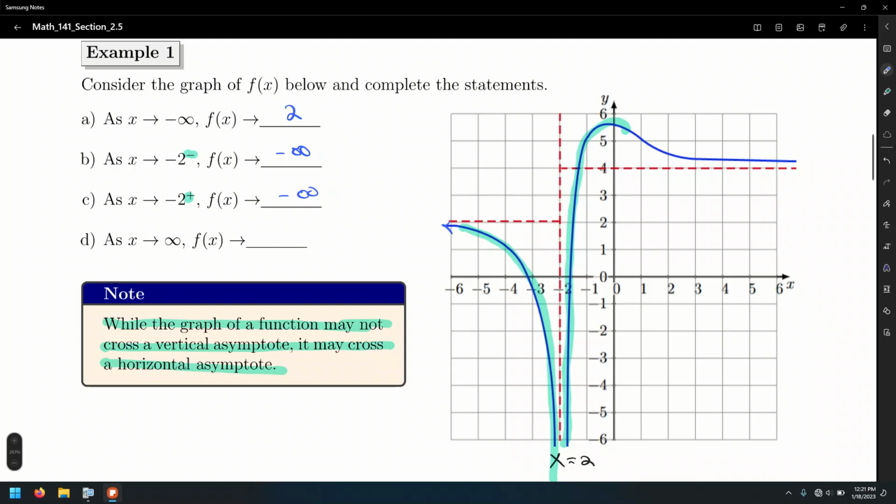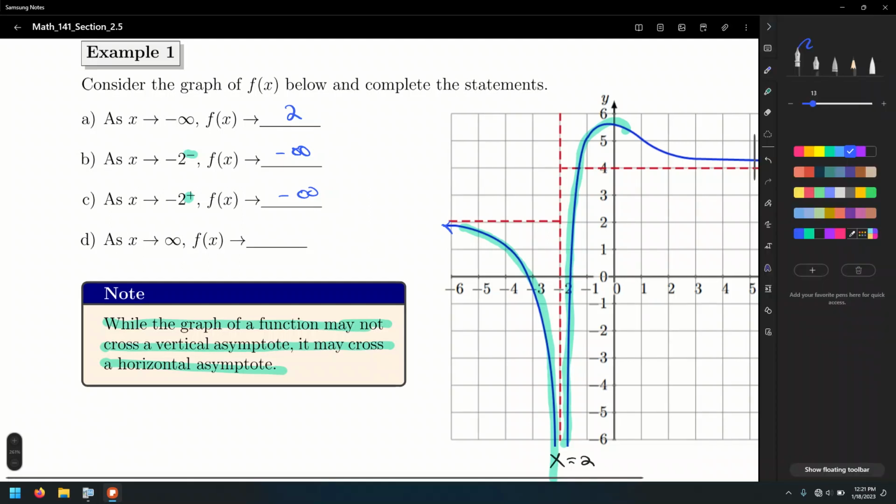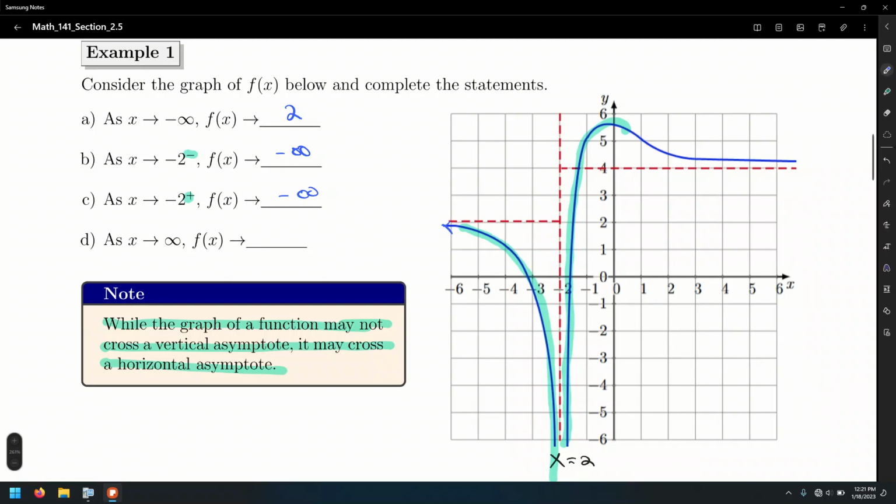for positive values, where is the y value going to? 4. That is this horizontal asymptote, right? So, that's another example with something a little funkier, something a little less generic than the other example we discussed before. All right.